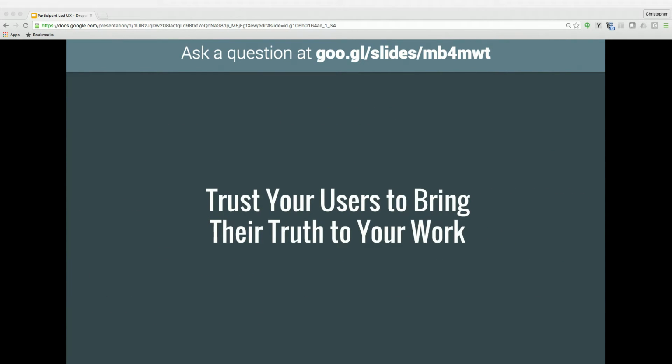Trust your users to bring their truth to your work, because it exists regardless of what you built, what you intend to build. And if you don't know what they want, what they think, and what they need, and what you built does not match, your chances of success narrow.